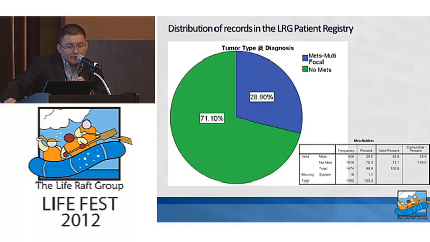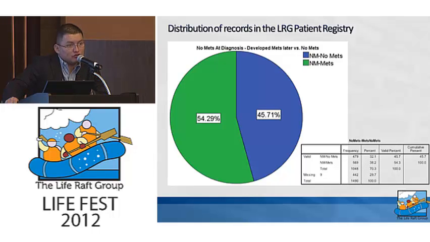If we combine with this chart, what I was trying to show you is all the people who didn't have a meta diagnosis. We have 71% of patients who joined the patient registry and didn't have a meta diagnosis. The reason why I was doing that is because there's another chart coming. From those 71% that didn't have a meta diagnosis, we have 54% who developed METs later, and we have 45% that didn't develop METs. Okay?